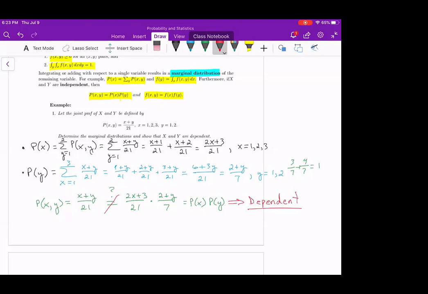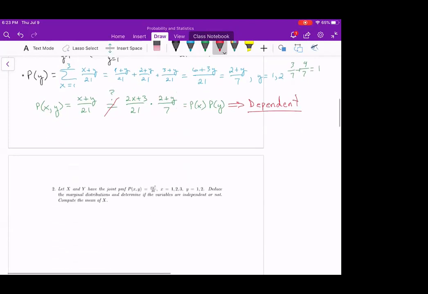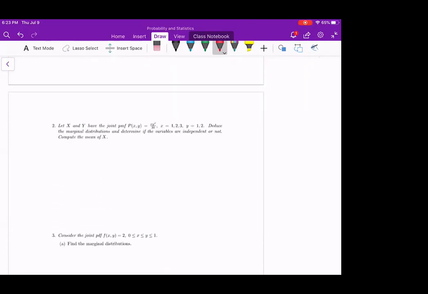Let's practice some more and take a look at problem 2 here. It says, let X and Y have the joint PMF. So that's a hint, PMF, that's implying discrete. And that PMF is X times Y squared divided by 30, where X can be 1, 2, 3, and Y can be 1 and 2. It just happens that the support is the same as problem 1. It's not required to be so, but it is for this problem.